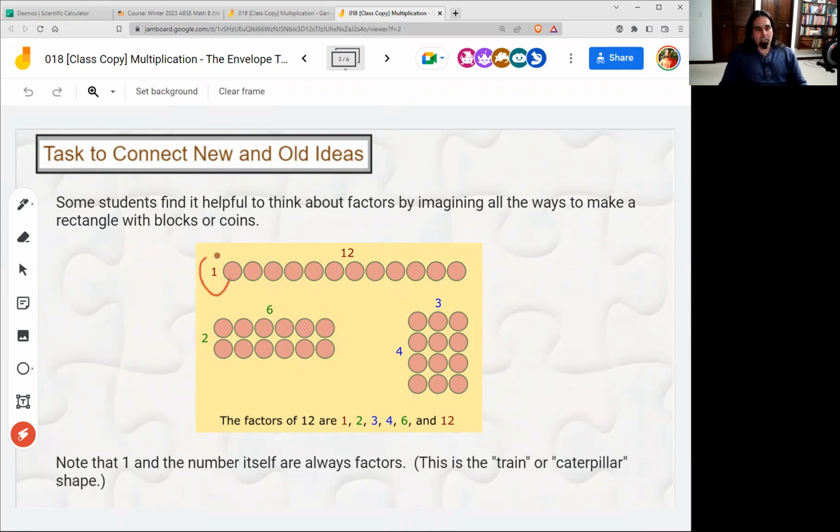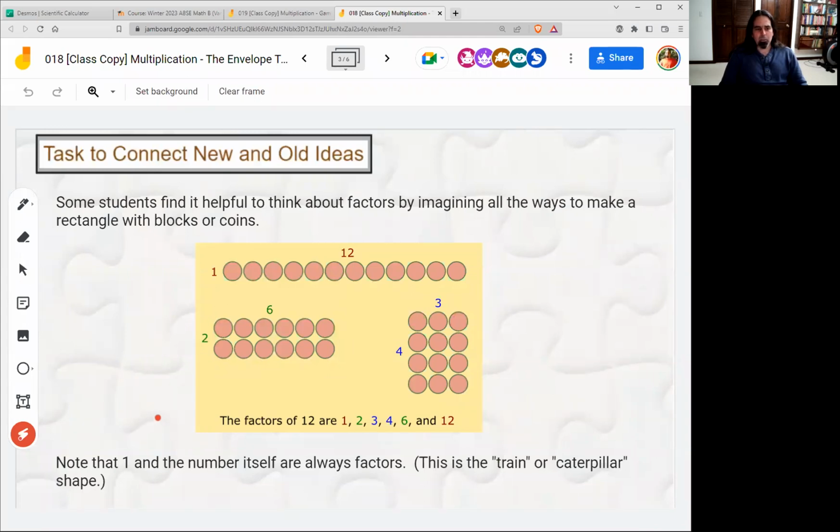So 1 and 12 are factors of 12. In fact, 1 and the number itself are always factors. You can always make a train or a caterpillar that's just 1 tall and that many sideways. For 12, I could also do 2 and 6 or 3 and 4. So those are all the factors.